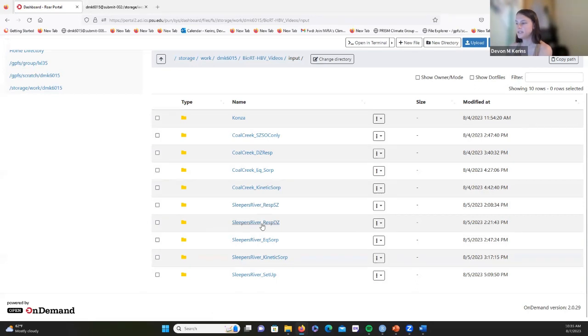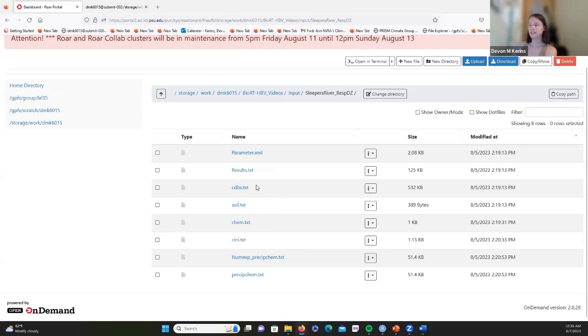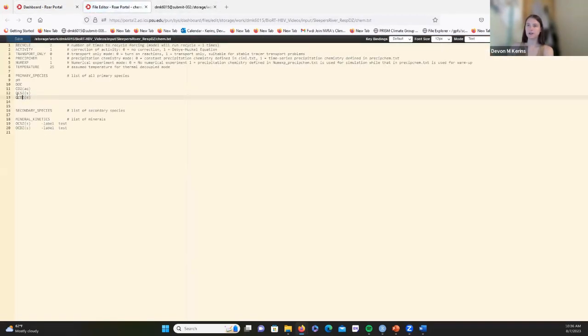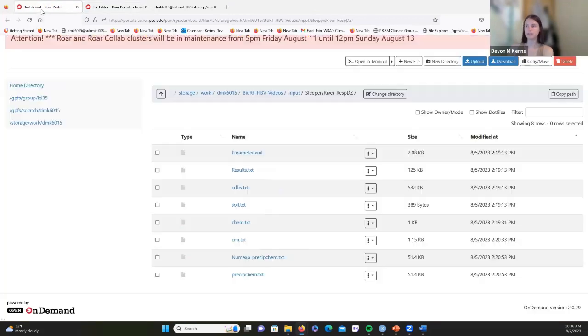So here we have Sleepers River respiration in the deep zone. And we will run that. Okay, so we're going to look at all these input files, just make sure that everything's set up correctly, kind of like a double check based on what we know. So first, again, we start with this chem.txt file. So we need to make sure we've included our primary species. So we've added our solid phase here. We've also added the solid phase in our mineral kinetic portion of our chem.txt file.